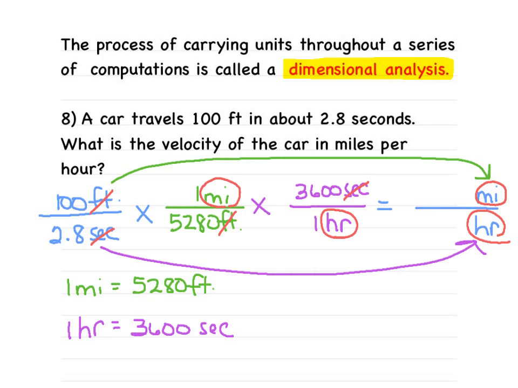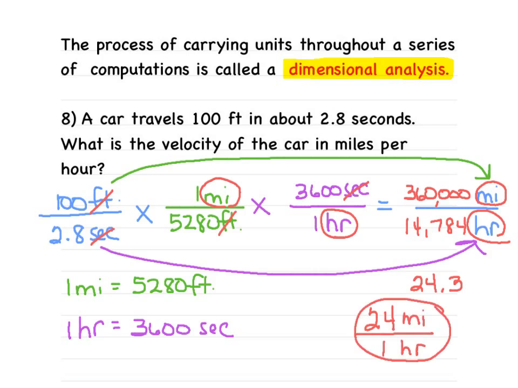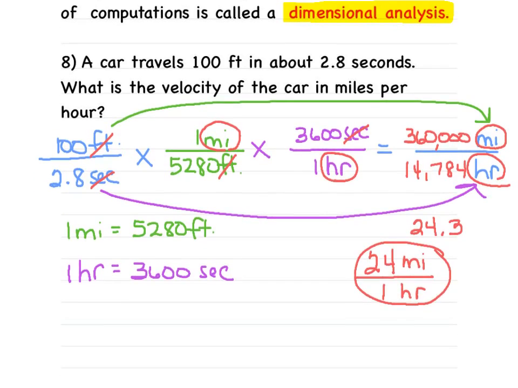Now I can multiply the numerical portion of my dimensional analysis as I go across. 100 times 1 is 100 times 3,600 is 360,000. On the denominator, we have 2.8 times 5,280, and that equals 14,784. Now we need to divide 360,000 by 14,784. When I divide that, I get 24.3, and so we would round that to 24 miles per 1 hour. 24 miles per hour. And that's how we use dimensional analysis.